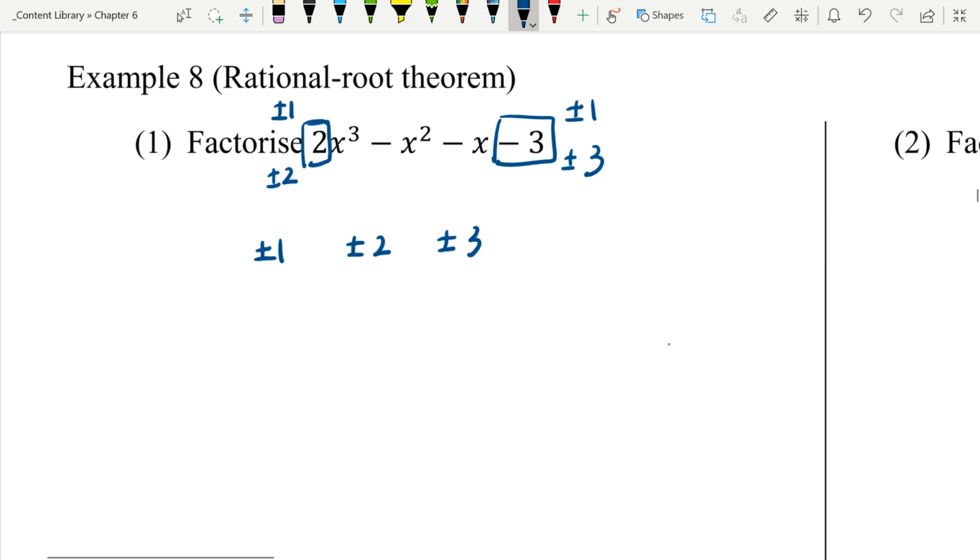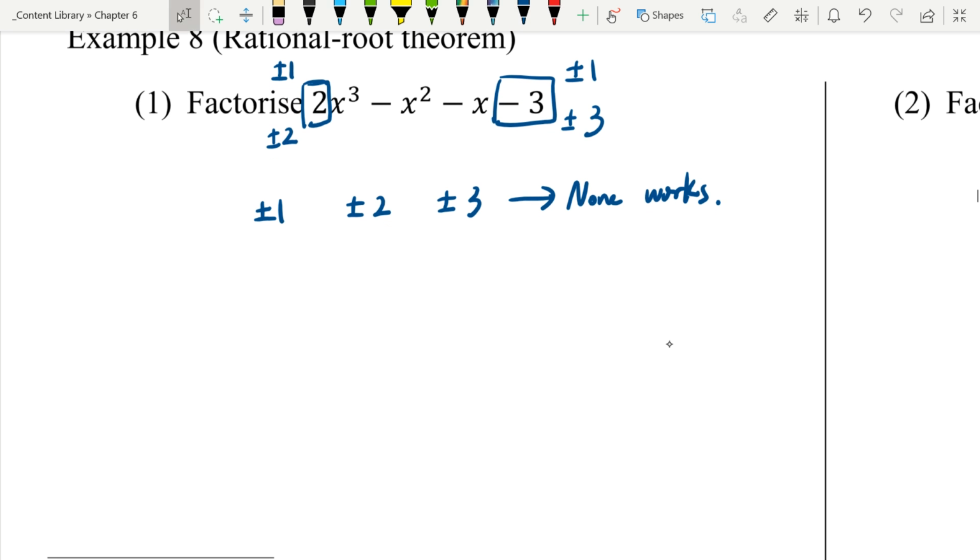If you put that into the table, none works. The integers don't work. So first of all, you need to try those 6 values and you figure out that they don't work. I tell you now, to save your time, they don't work. Now we need to think about some fractions.